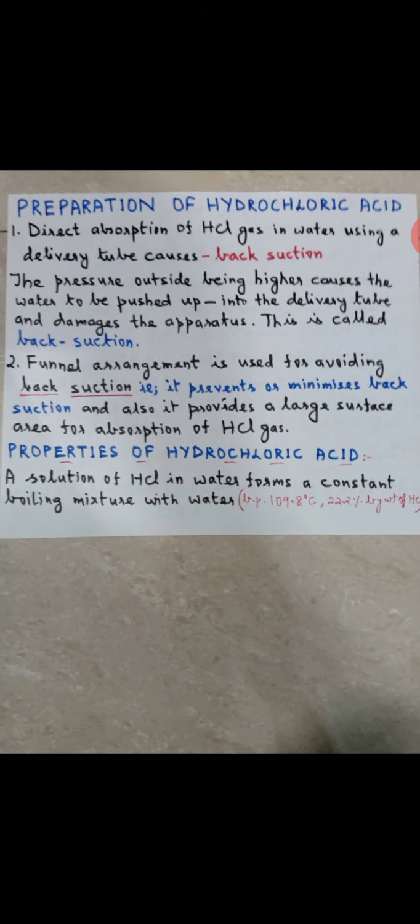Clear? So, understood the properties of hydrochloric acid. It is corrosive in nature, it has a sour taste, a slightly pungent odor, and it is colorless in pure state. When it falls on the skin, it causes painful blisters, and it has a density slightly more than that of water, that is 1.2 gram per cc. Clear? Alright, the preparations. Thank you very much.